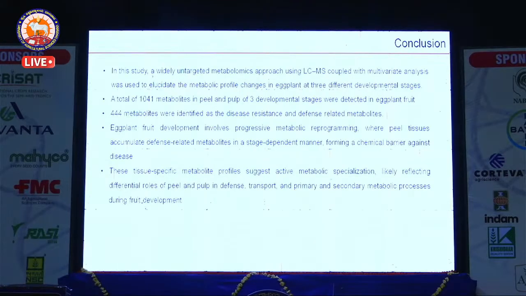To conclude, in this study, a wide and targeted metabolomic approach was performed to identify disease-resistant metabolites. A total of 1,041 metabolites were identified in 3 stages, among which more than 45% of the metabolites were identified as disease-resistant metabolites. Fruit development involves progressive metabolic reprogramming, where peel tissues accumulate defense-related metabolites in a stage-dependent manner, forming a chemical barrier against the disease. These tissue-specific metabolite profiles suggest active metabolism, likely reflecting differential roles of peel and pulp in defense, transport, primary and secondary metabolic processes during fruit development.